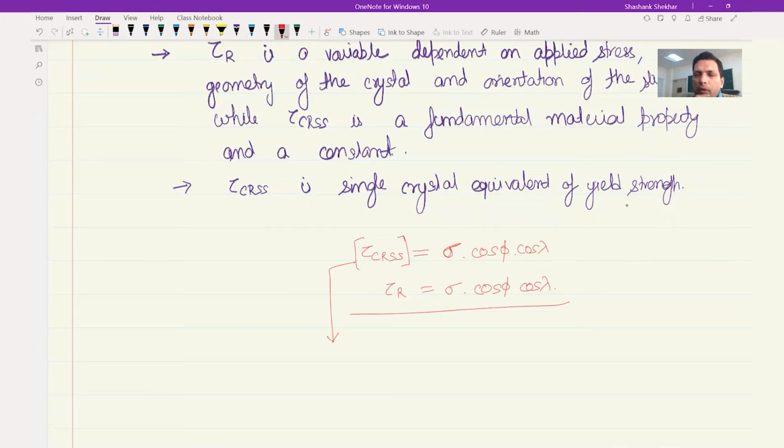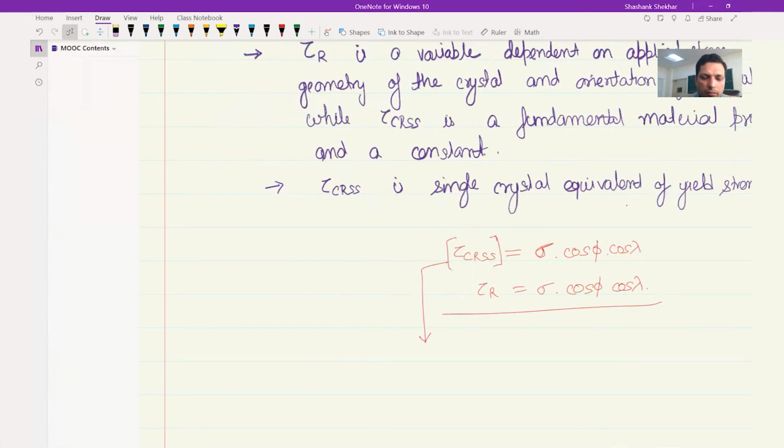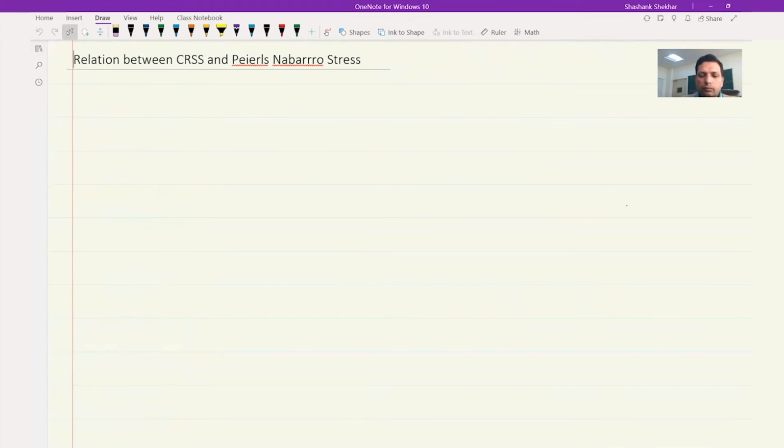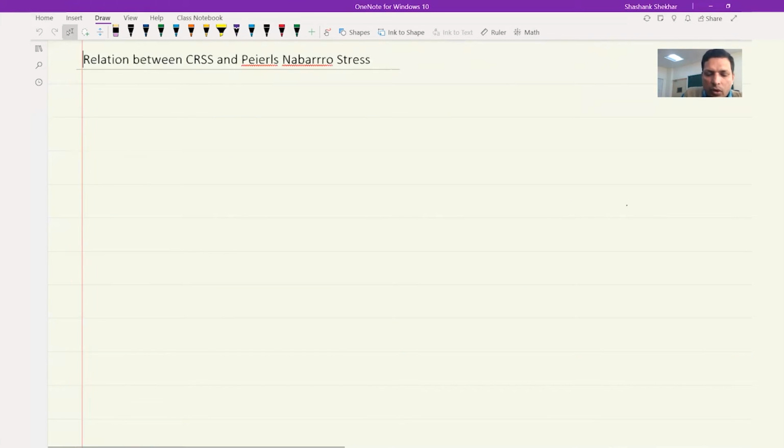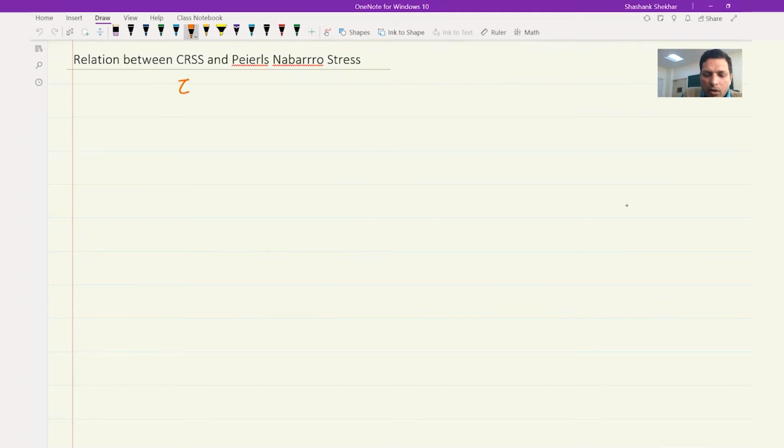But it will probably also remind you of another parameter that we had studied earlier, which was called the Peierls-Nabarro stress, tau PN. And that was also the stress at which the dislocations start to move. The question is, what is the relation between tau CRSS and tau PN? We want to understand what is the relation between tau CRSS and tau PN.